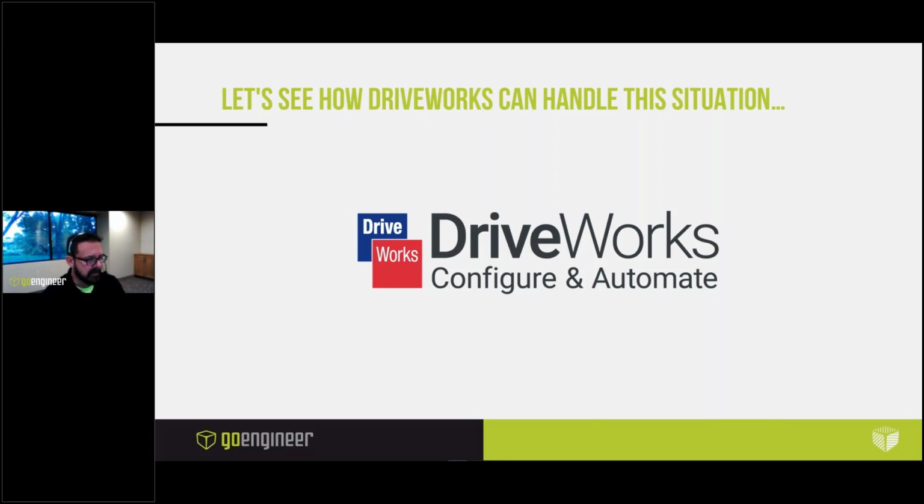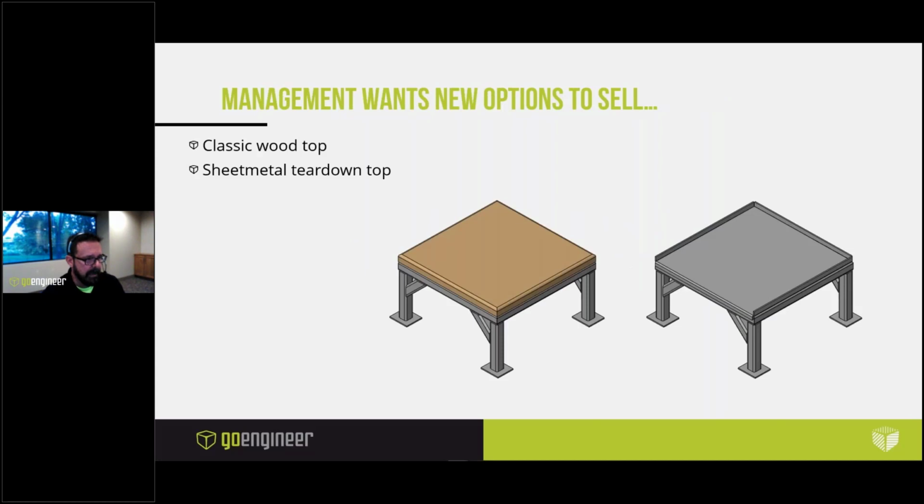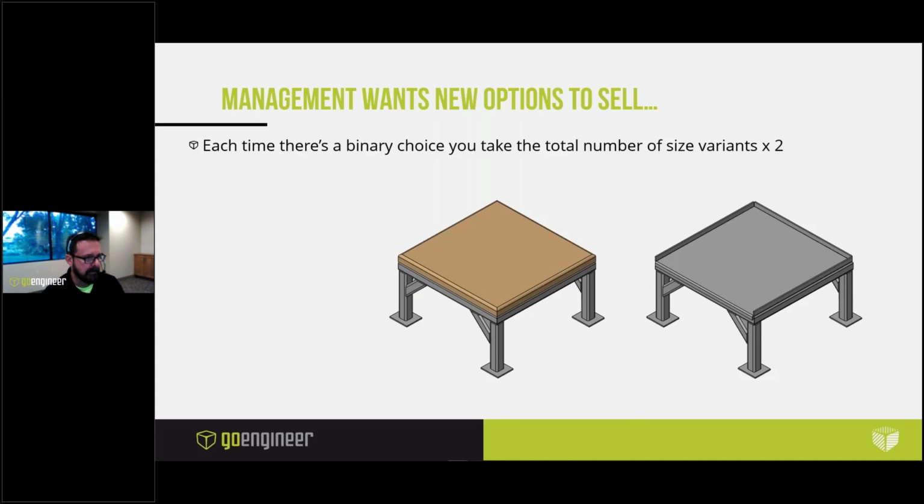And so the boss just came down to engineering and said, hey, we want to add some options here. We know mechanics are starting to use these tables a lot for teardowns, so we want to offer a classic teardown top, a sheet metal top, instead of our classic wood top. Every time there's a binary choice like this, like a wood top or a metal top, we take all of our variants, in my case the 125, or in the real case over 10,000, and now we've times it 2. So now we've got over 20,000, close to 21,000 variants.